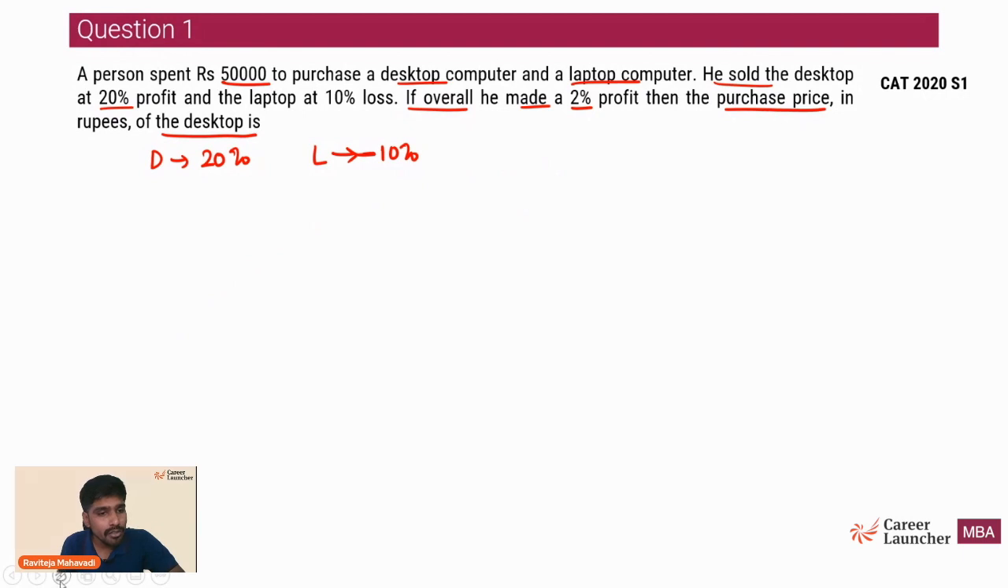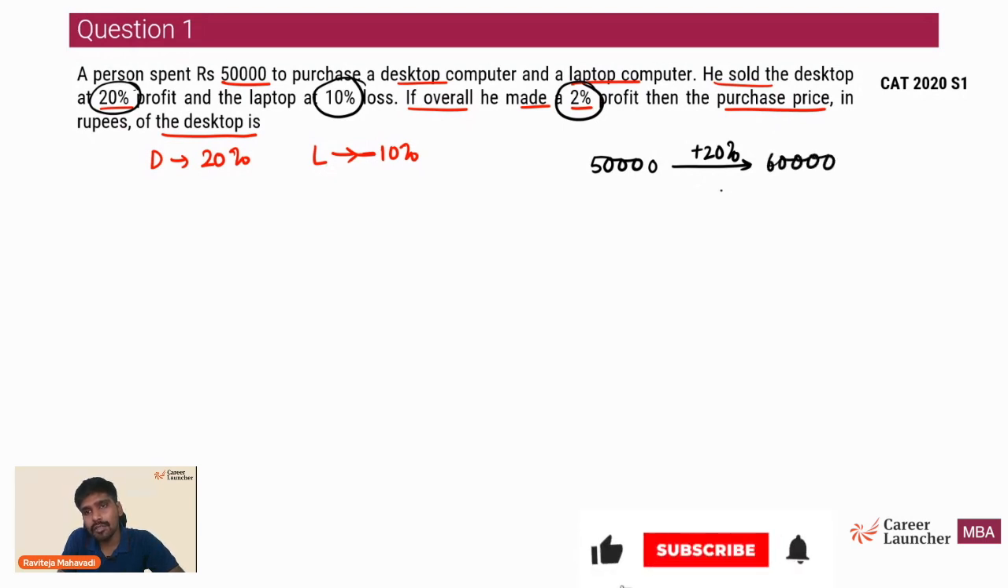This can be solved using allegation because we are looking at 20% profit somewhere, 10% loss somewhere, and an overall of 2%. So let us assume that all 50,000 was the cost of the desktop itself. If you get a 20% profit on 50,000, you would have sold it at 60,000 rupees. That means you would have made 10,000 rupees in the entire transaction. Now assume that all of 50,000 rupees is sold at 10% loss.